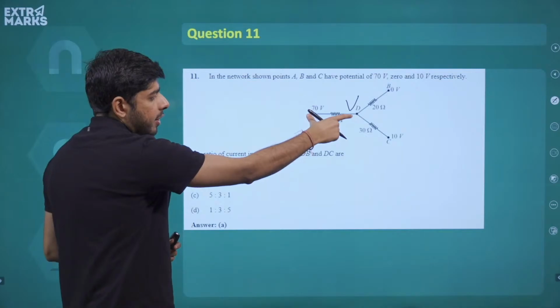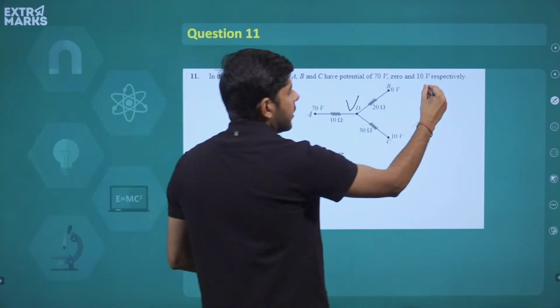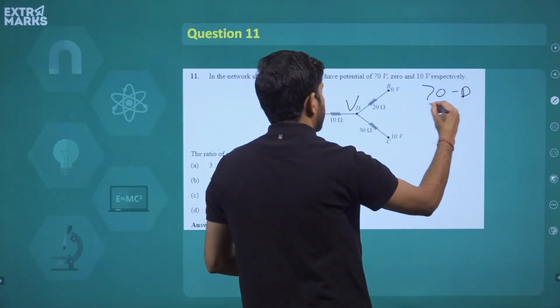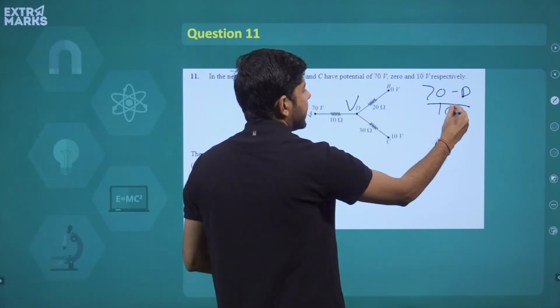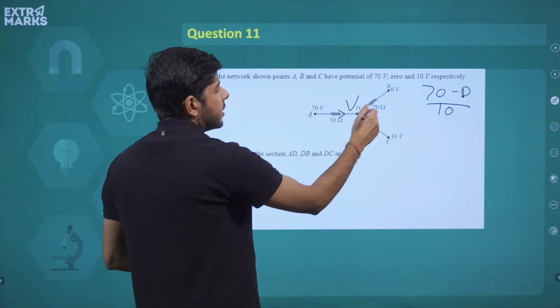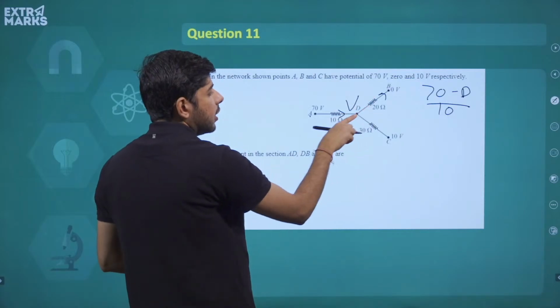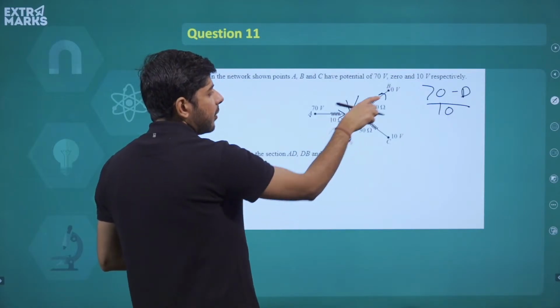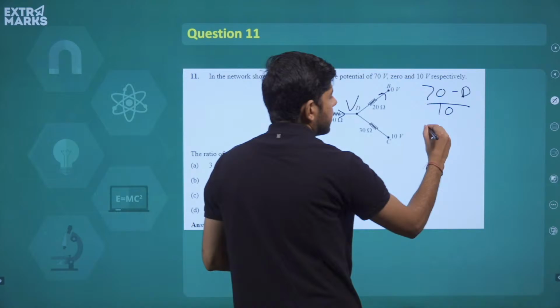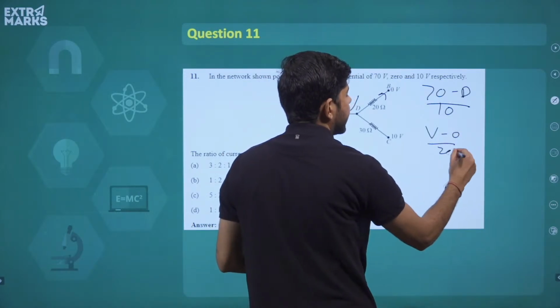So what is the potential difference here? 70 minus D, divided by what is the R? 10. So this is the current that is incoming. What is the current that is going here? So going will be V minus 0 divided by 20. So V minus 0 divided by 20, that is going.